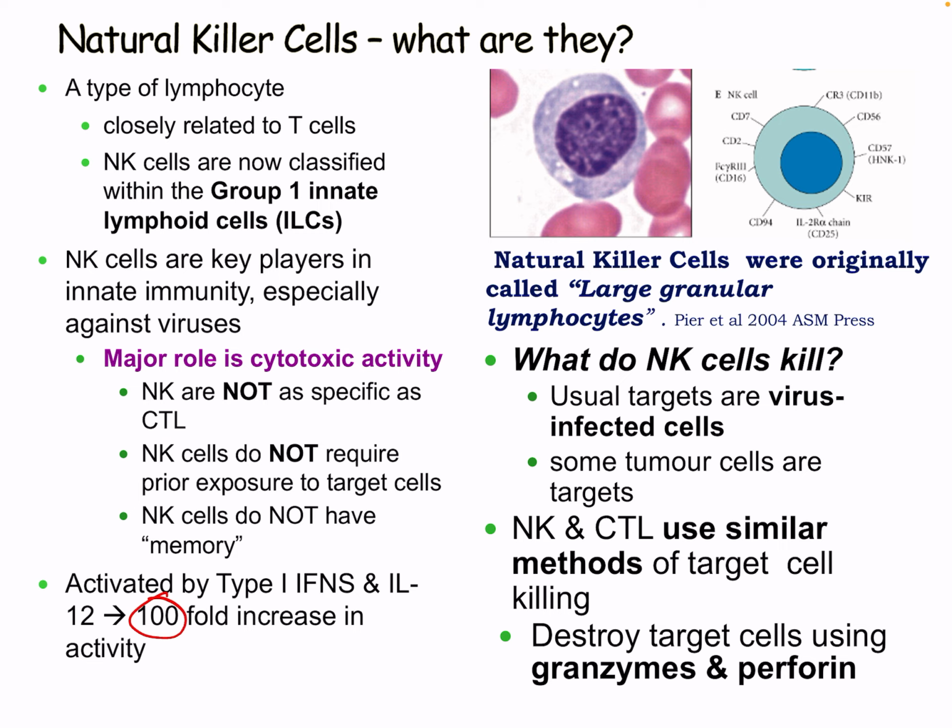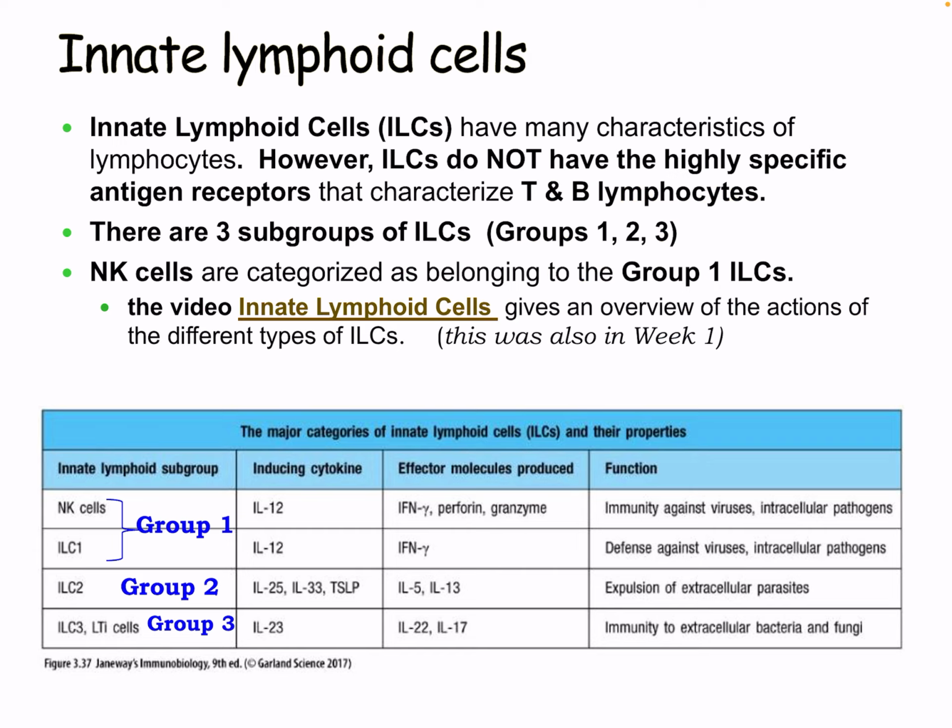So NK cells kill virus-infected cells, and some tumor cells are targets as well. Some say it's more cells that are experiencing stress or damage, which can happen in both these scenarios. NK cells and CTLs use similar methods of killing target cells, and they both destroy their targets using granzymes and perforin. So again, we've discussed this before, so I won't go over it in detail, but just remember, these are now in group 1, and the innate cells are also not specific.